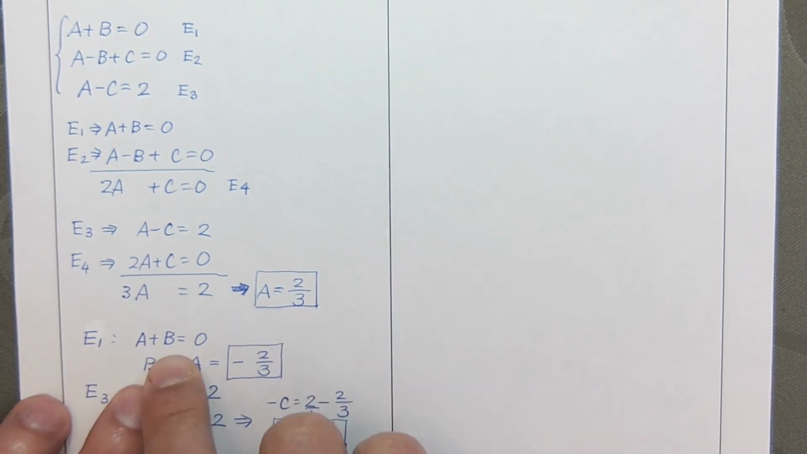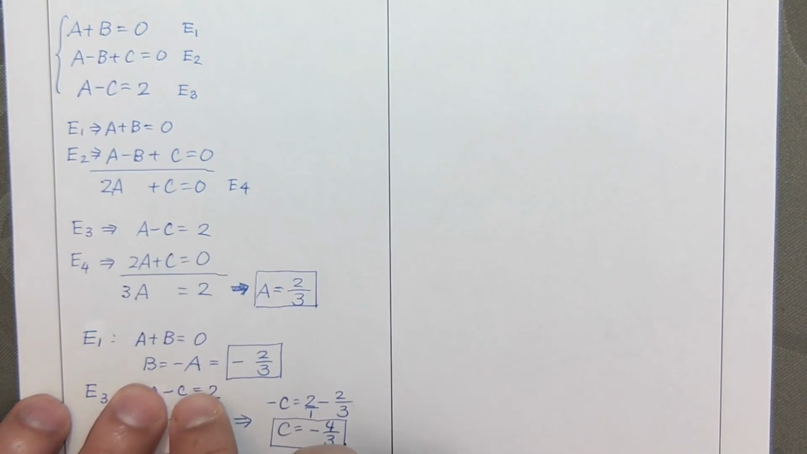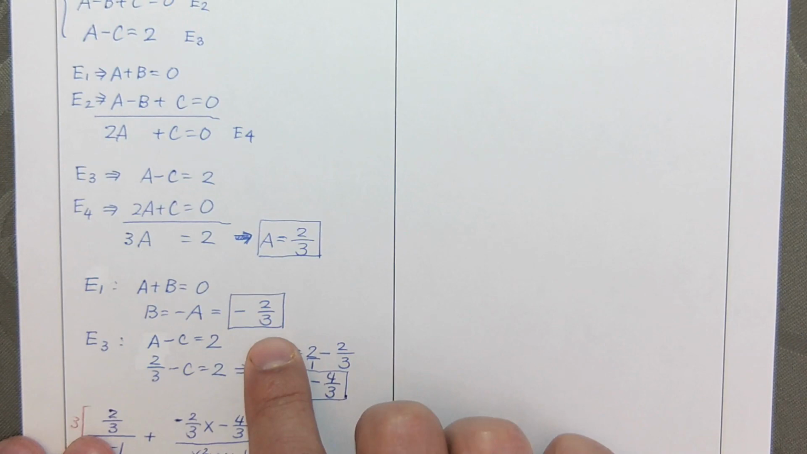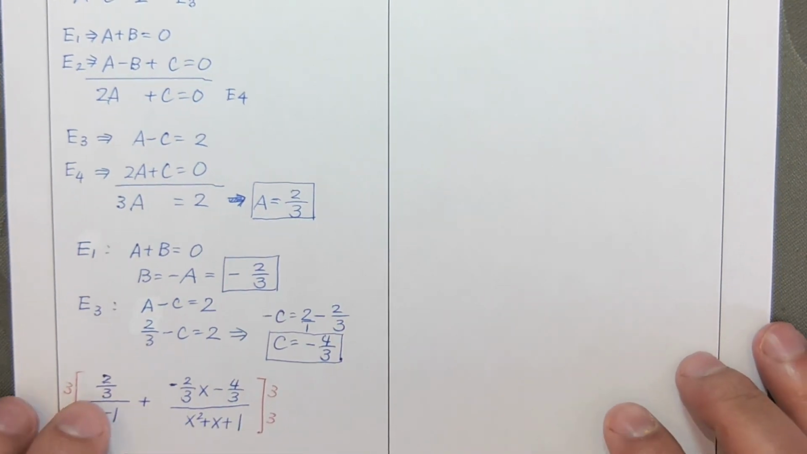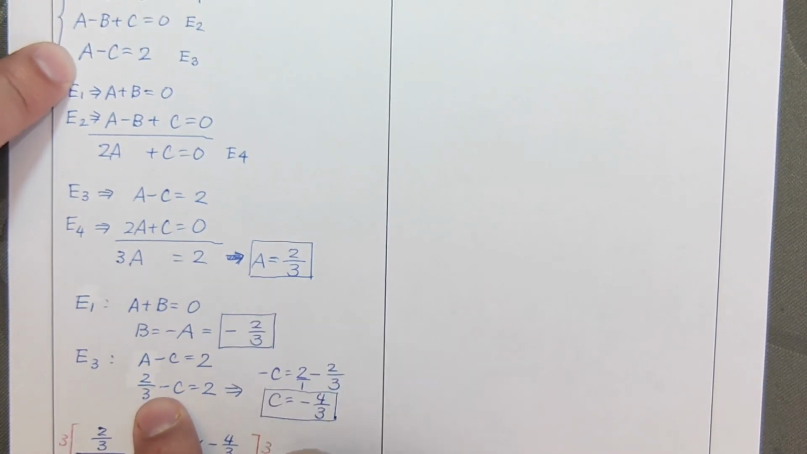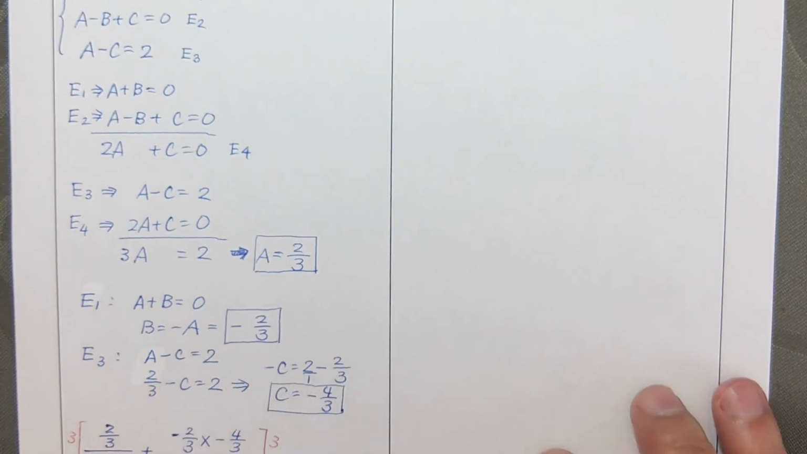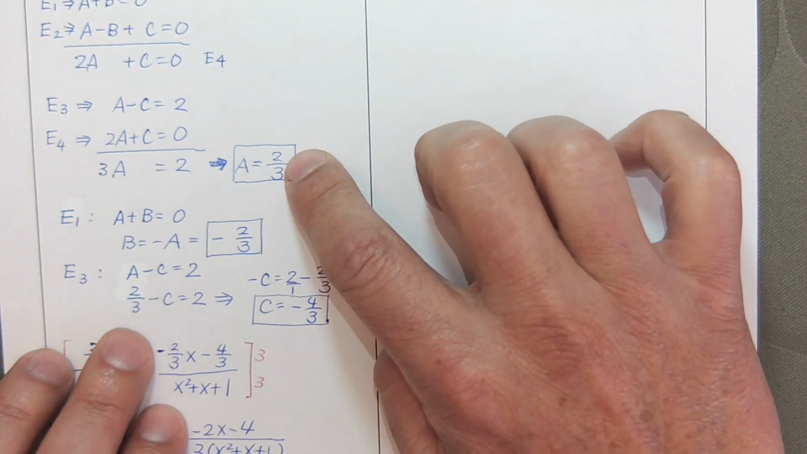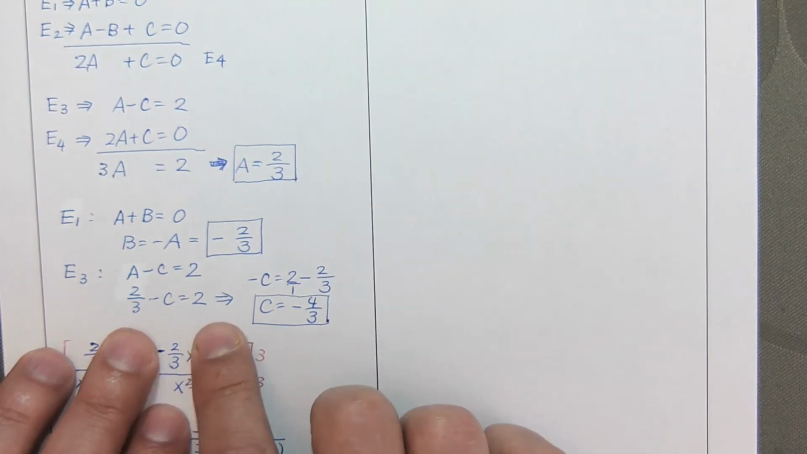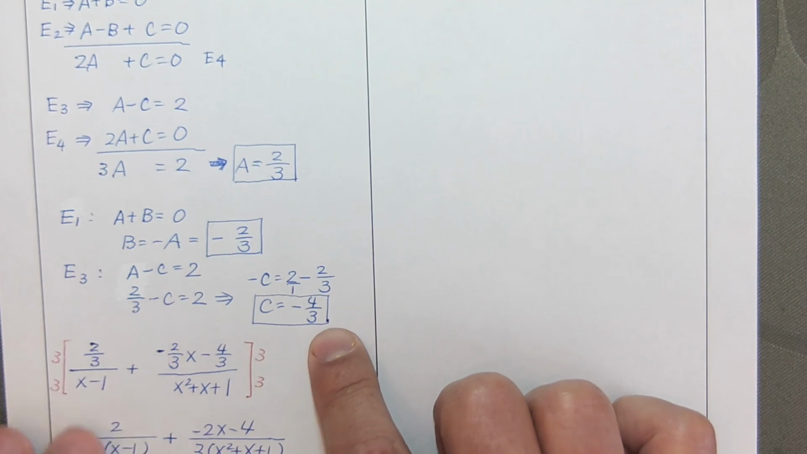We can see from the first equation up here that b is -a, so -a is here, so here's b, -2/3. And then we go back to here, right there, the a minus c equals 2. Replace the a with the 2/3, I keep saying that, 2/3 minus c, subtract it and divide by -1.